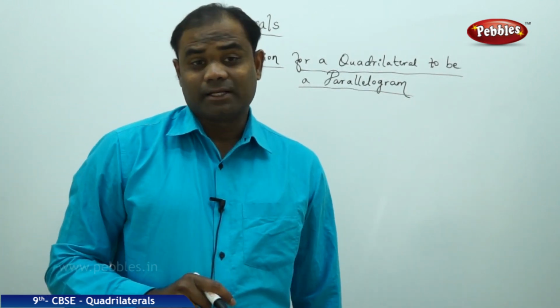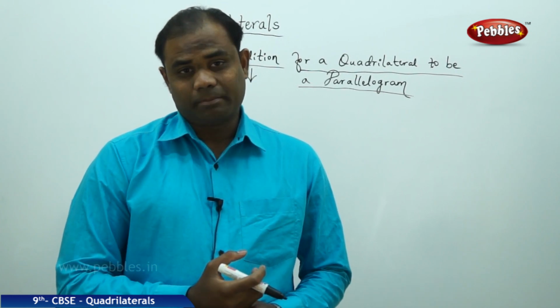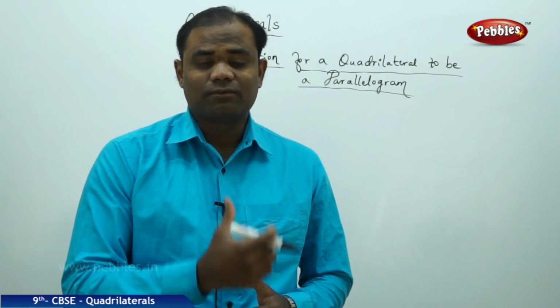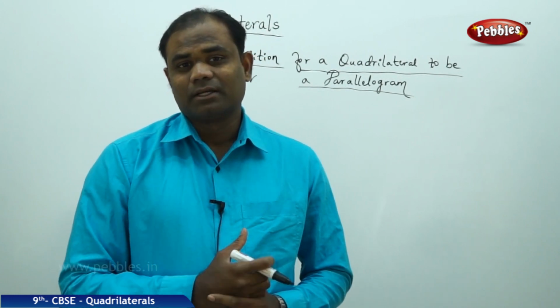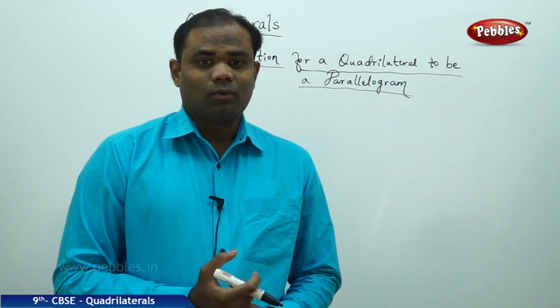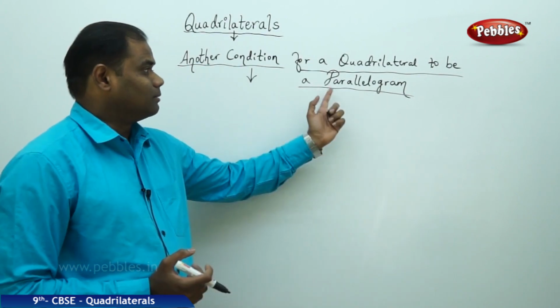So let's see the other condition. Now that we have defined the quadrilateral to be a parallelogram, if the pair of opposite sides are parallel, then the quadrilateral becomes a parallelogram. Now let's define the other condition for a quadrilateral to become a parallelogram.